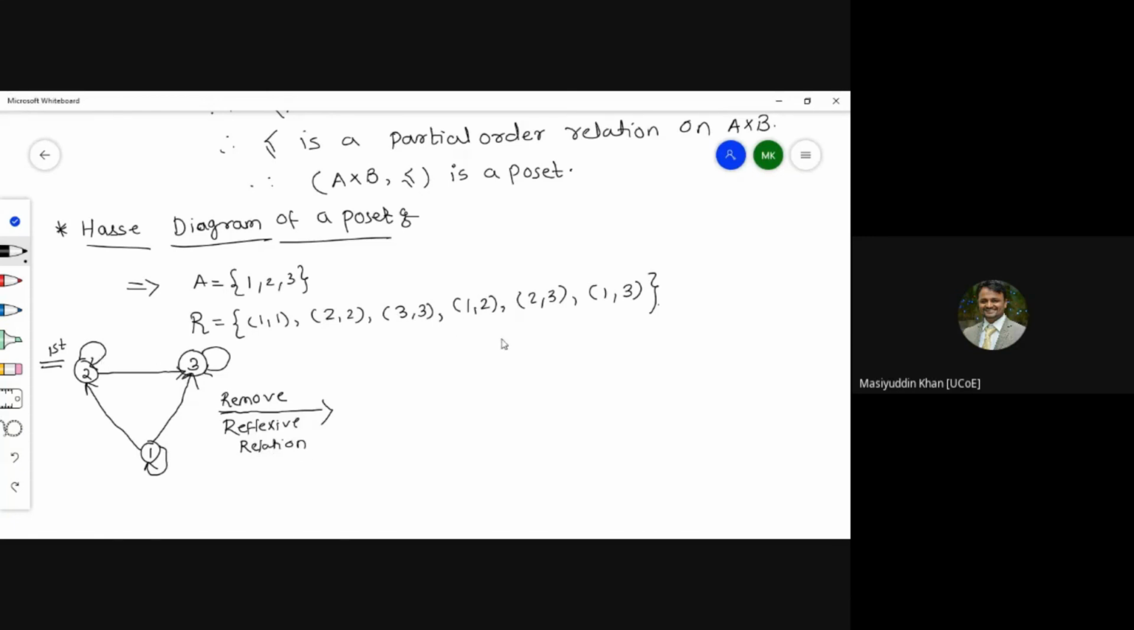इसमें से रिफ्लेक्सिव रिमूव कर दोगे आप तो बचेगा क्या, देखो 1, 2, 3. Hope things are clear. First step, diagram draw किया. Second step, this is my second step. उसमें से रिफ्लेक्सिव रिलेशंस जो थे उसको मैंने रिमूव कर दिया. Now the next one is remove transitive pair.